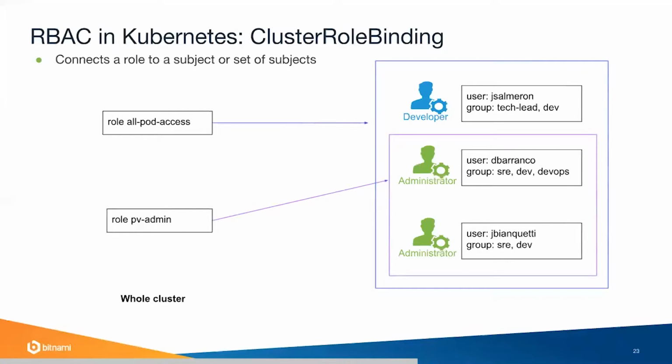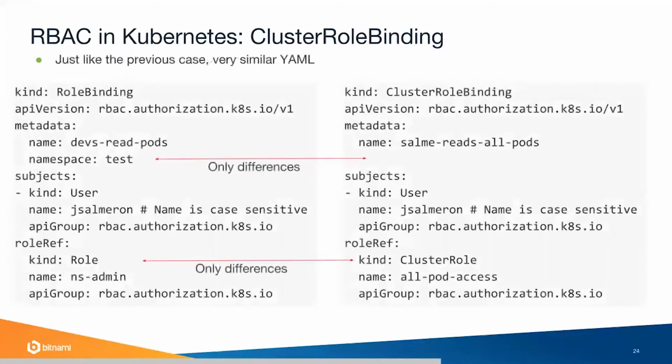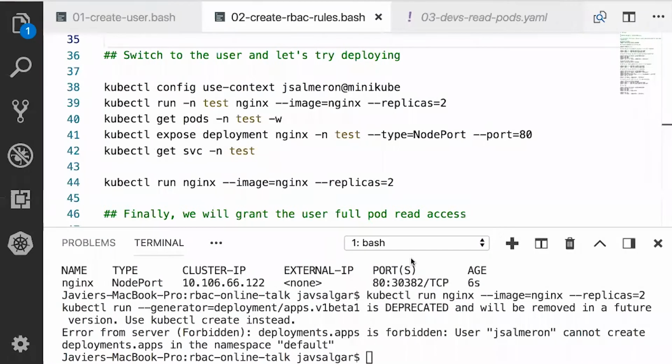Good news again, the YAML is once again quite similar. It's just that instead of role, we put cluster role binding. Instead of names, we don't put namespace at all. And instead of connecting roles, we connect cluster roles. That's it. Shall we try now granting more privileges to this Salmeron user?